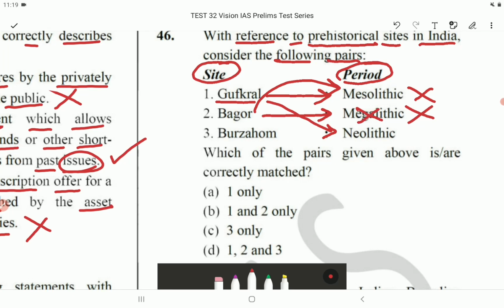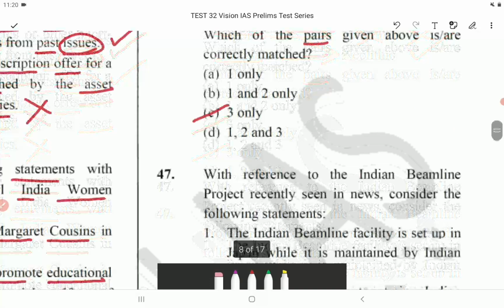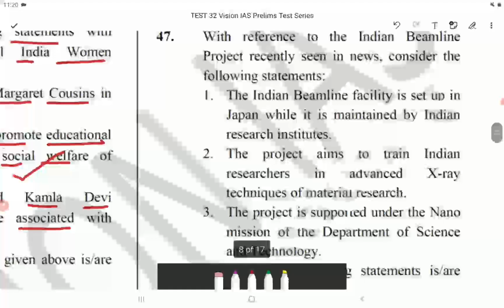Number 3, Burjahom, and it's being paired with Neolithic. It is correct. Burjahom is a Neolithic site. So which of the pairs given above is or are correctly matched? So the correct answer is option C, that is 3 only. Now let's come to next question, that is question number 47.